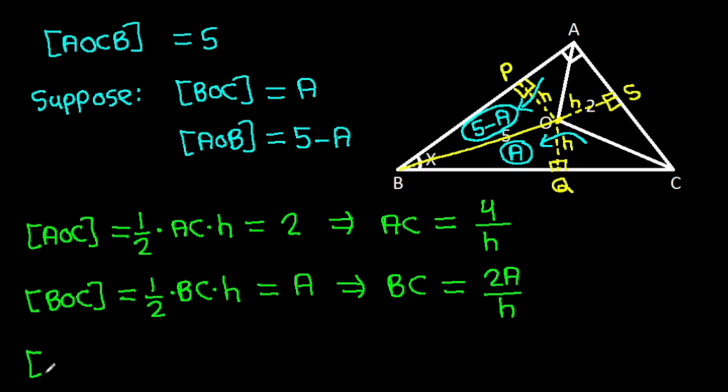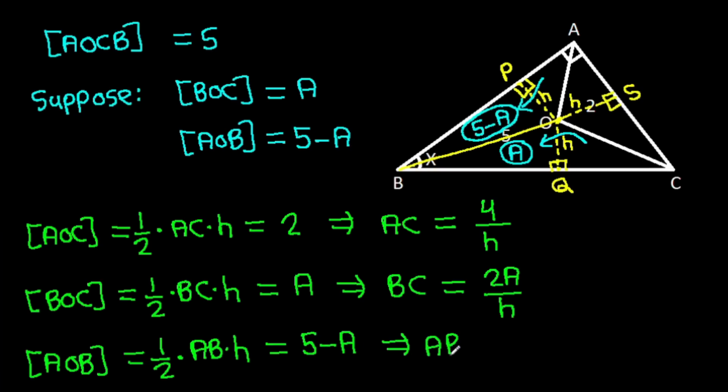And area of AOB is 1/2 times base AB and height OP, that is h, and it is 5 minus A. So AB will be 2 times (5 minus A), that is (10 minus 2A) over h.